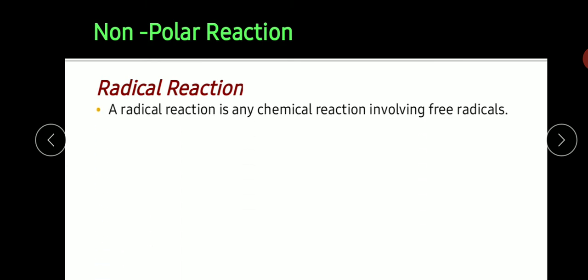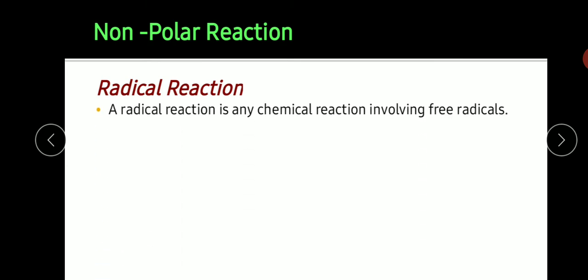Now see the second type of reaction. It is the non-polar reaction. There are two types of non-polar reaction. The first one is the radical reaction and the second one is the pericyclic reaction.